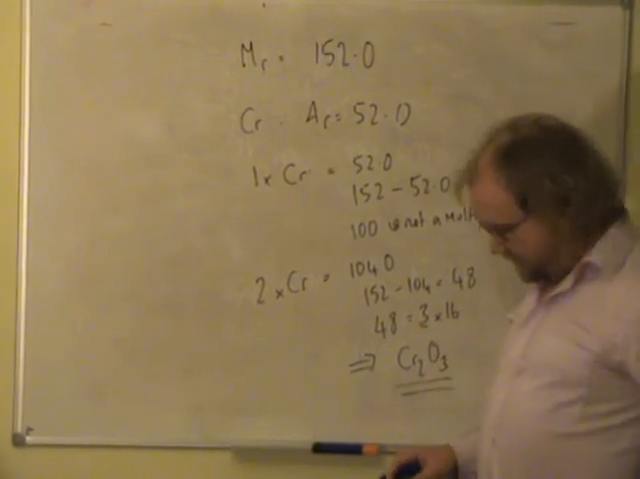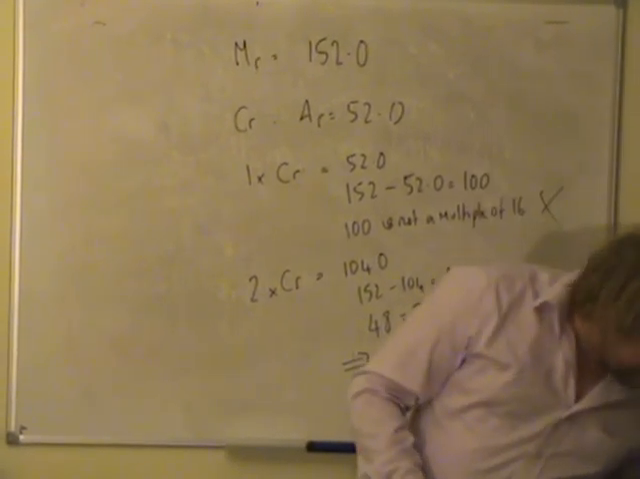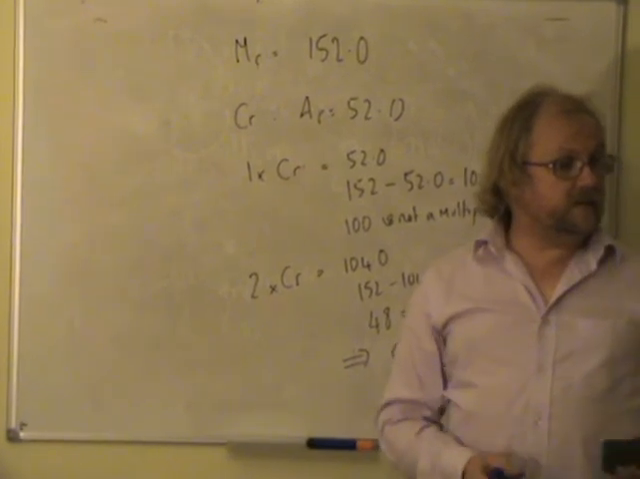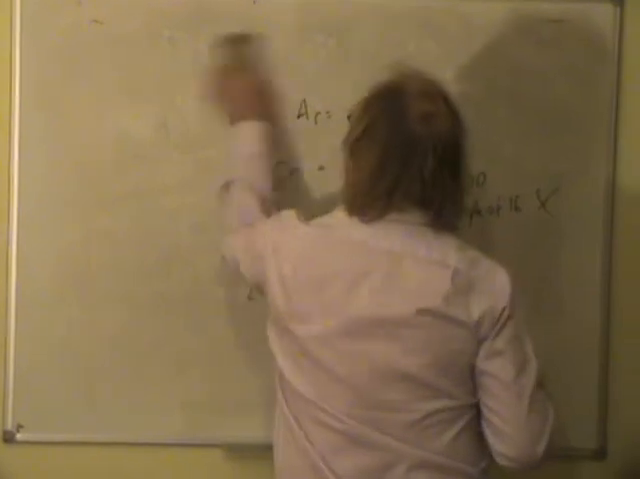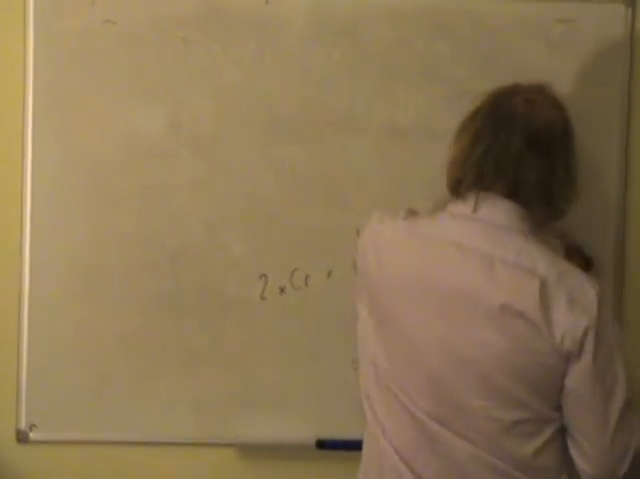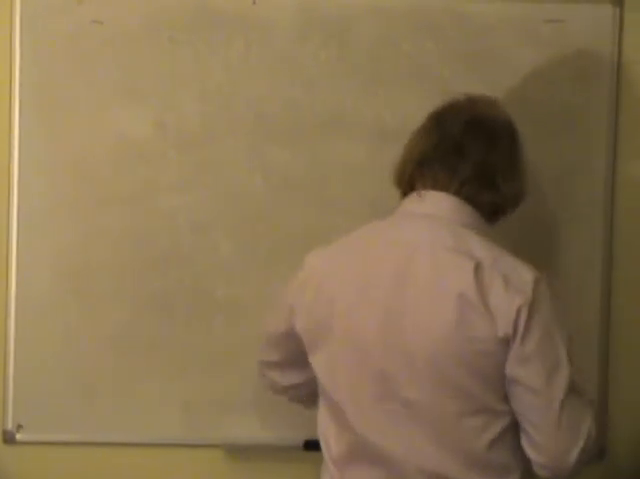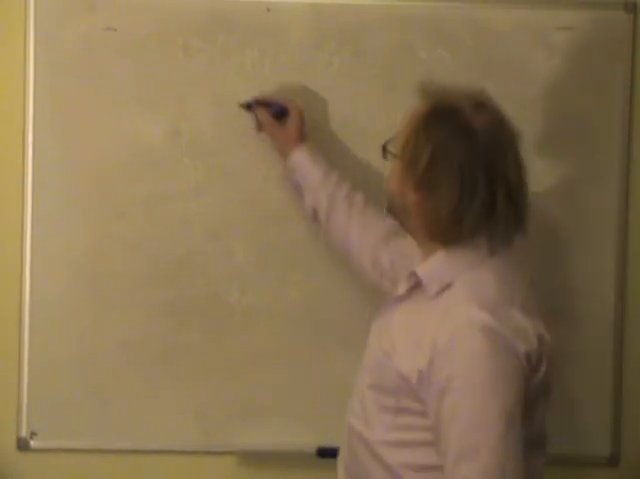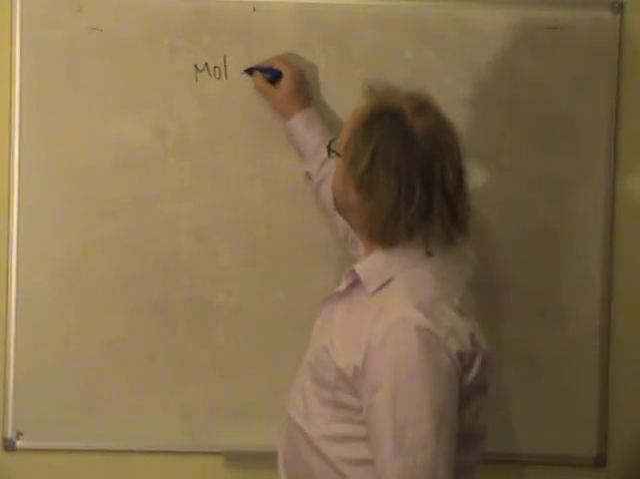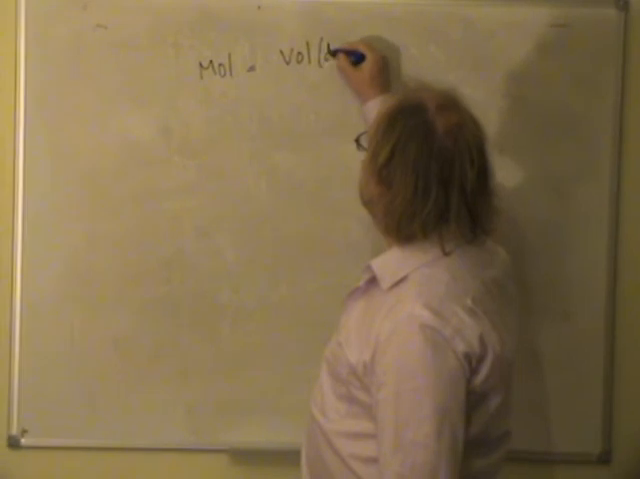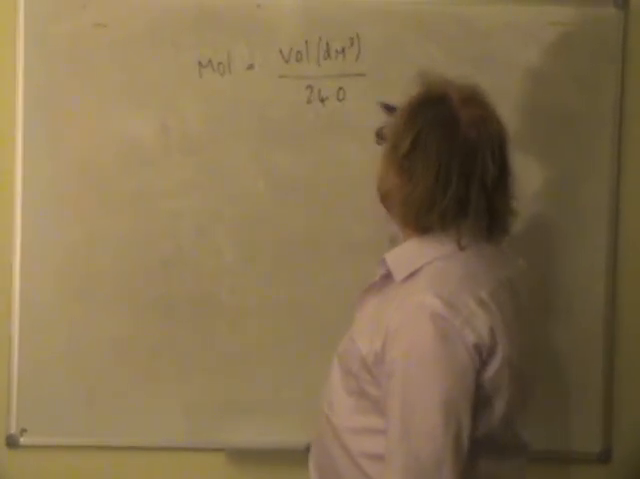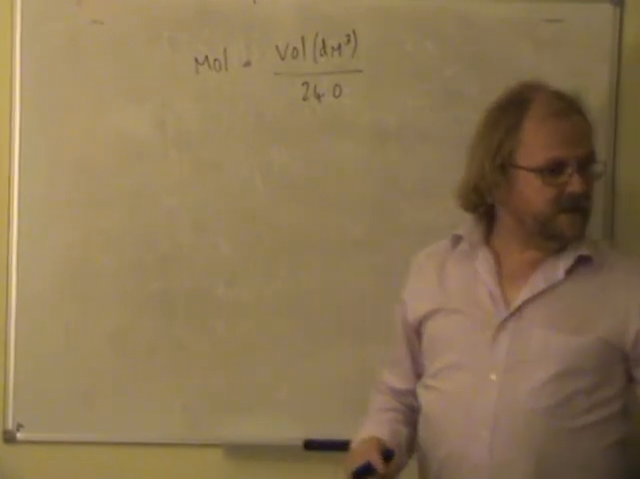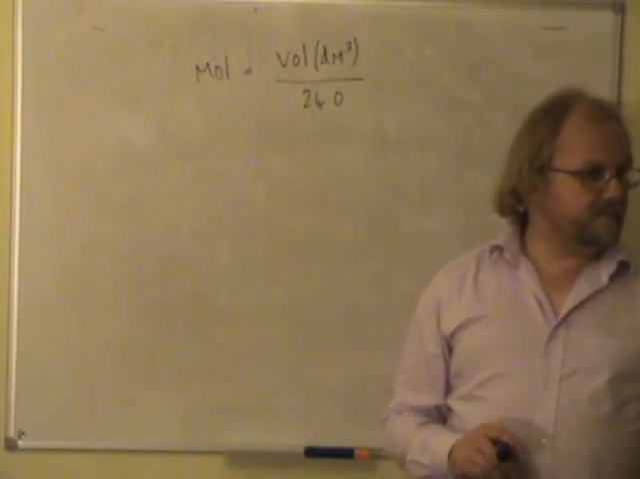Substance C, it tells us, is a gas, and we're told the mass of 1 cubic decimeter. So as soon as you are dealing with gases, the relationship you're likely to need is moles is equal to volume in dm cubed divided by 24.0.